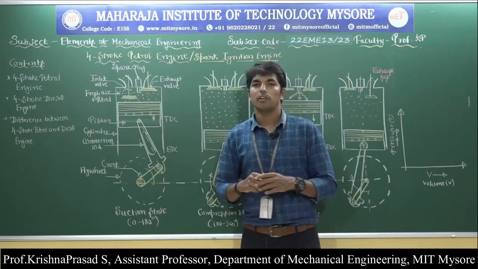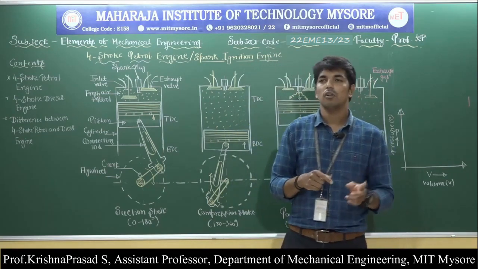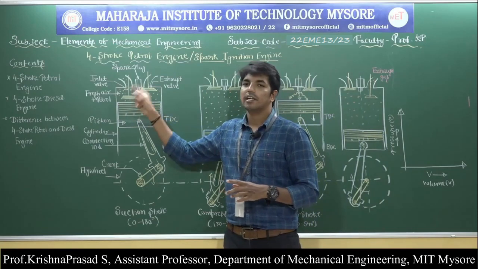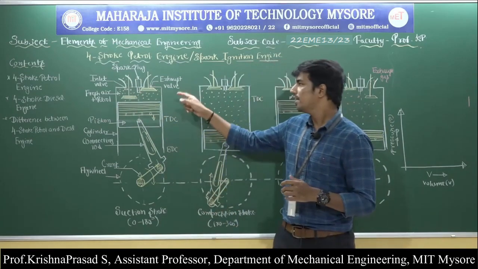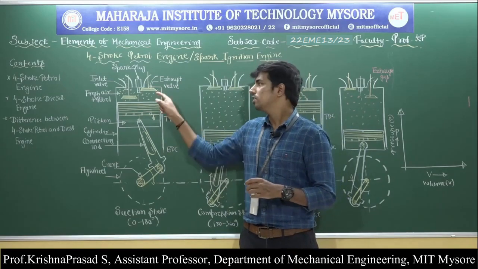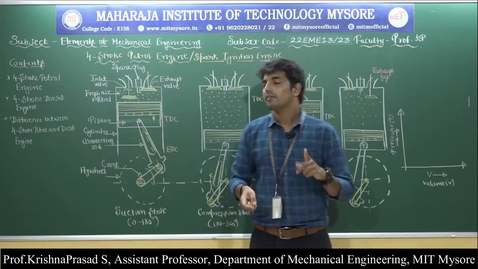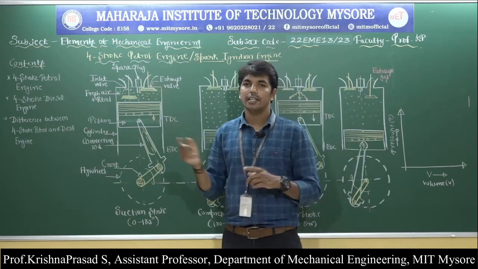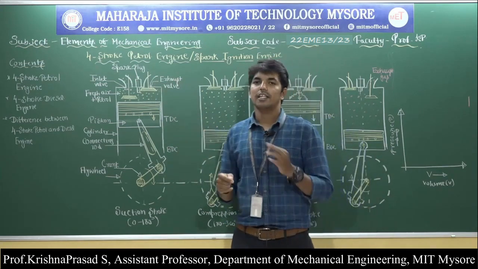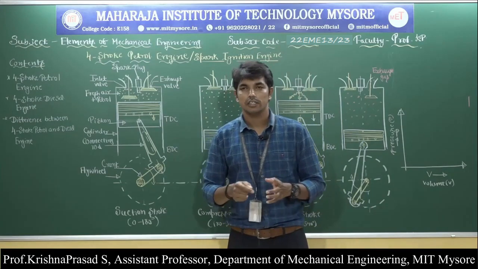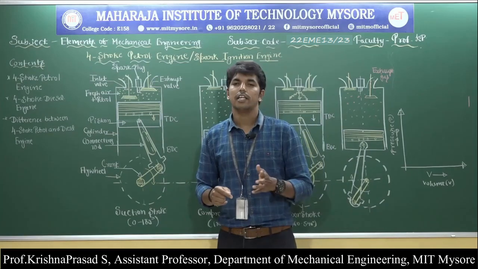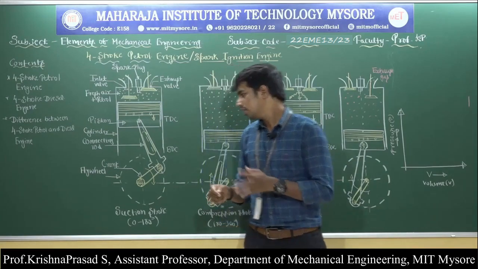The two valves used are the inlet valve and the exhaust valve. The inlet valve allows the fresh charge of air petrol mixture to enter the engine cylinder, and the exhaust valve allows the burnt gases to be expelled from the engine cylinder into the atmosphere. Another very important part is the igniter. In the petrol engine, it is the spark plug, and in the diesel engine, it is the fuel injector. The spark plug is used to ignite the air fuel mixture present inside the engine cylinder.